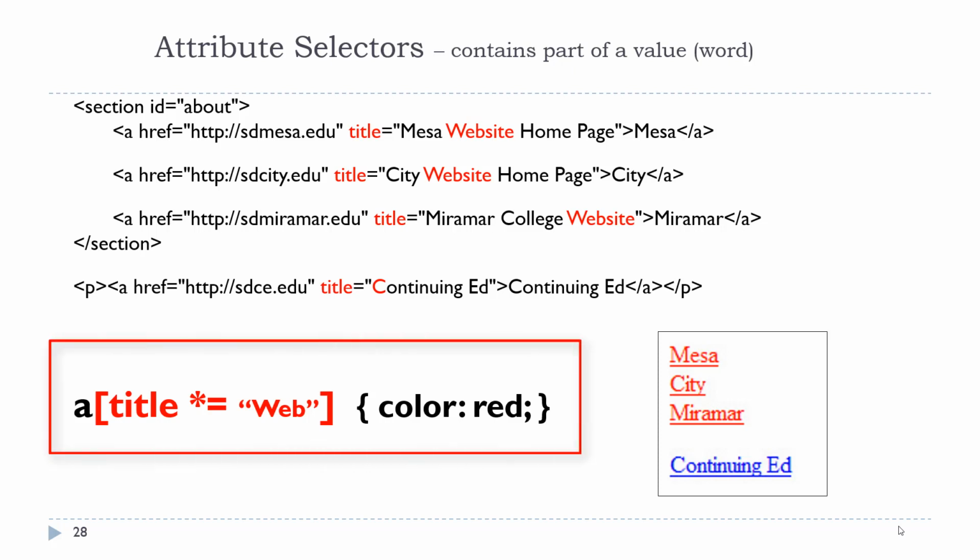And finally, we have the ability to use the attribute selector for an attribute based on a part of a word. That is referenced by the asterisk equals. So any value that contained the word web, and you can see that there are 3 matches here where that style would apply.